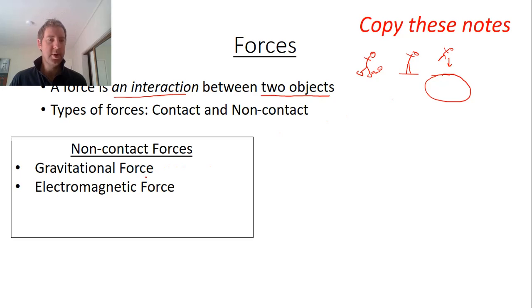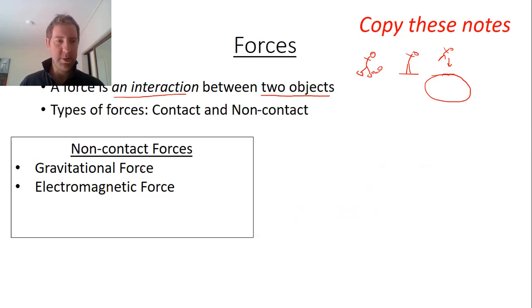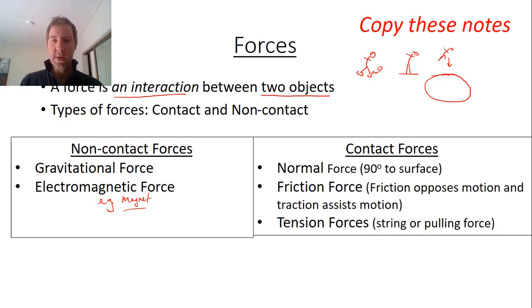The two types we've got are gravitational force and the electromagnetic force. The contact forces, and these are the only 5 forces we're really going to deal with this year, are, but let's just go back for a second. Electromagnetic force, an example of that is a magnet. And we're going to meet some more later on this year. Contact force is the one that you need to touch for it to happen.